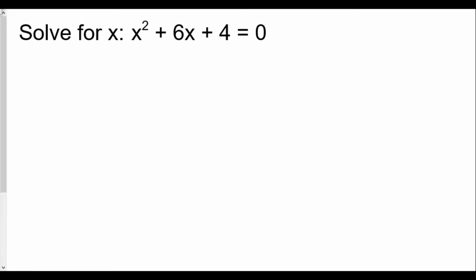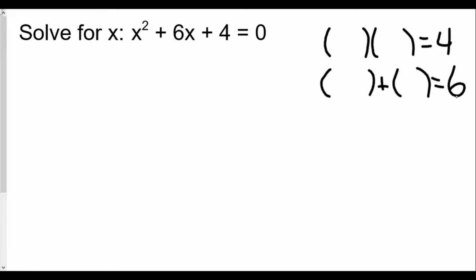Here, we're trying to solve for x, where x squared plus 6x plus 4 equals 0. All right, let's try to use our technique. Two numbers that multiply to 4 and add to 6. Let's see now. Well, I know 2 times 2 is 4, but 2 plus 2 is not 6. 4 times 1 is 4, but 4 plus 1 is not 6. So the mystery now is nothing works out. Nothing. So what do we do?